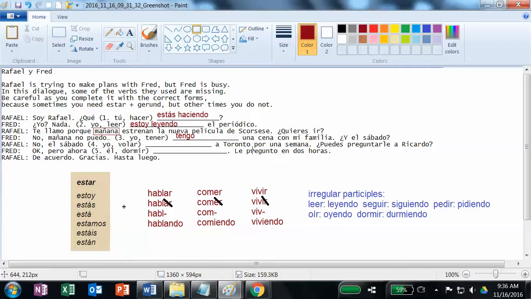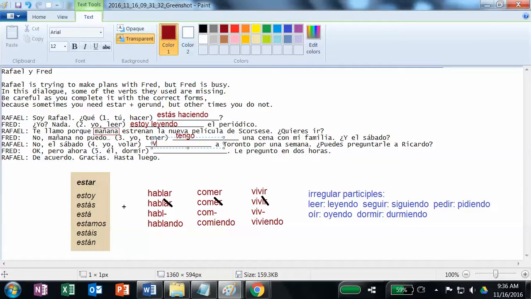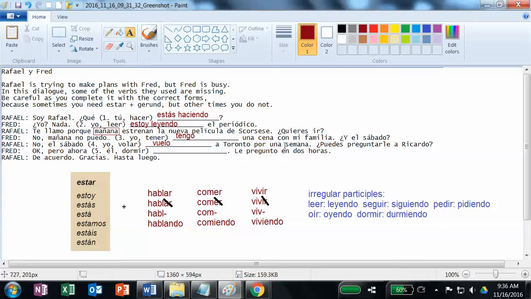Yo blank a Toronto porque, oh, so he says, I have a dinner with my family, and he's saying, what about Saturday? And this is still talking about the future because they couldn't make plans for today, so they're trying to make them in the future. So since on Saturday I'm going to be flying, I can't use the present progressive. I have to use regular present tense. And this is a stem changer. It's an O to UE. So here's my stem. Since it's a stem changer and it is not nosotros or vosotros, I have to make that O a UE, and then I add the O. Oh, whoops, I'm using the wrong one. Vuelo, I added a V, sorry. Vuelo a Toronto por una semana.